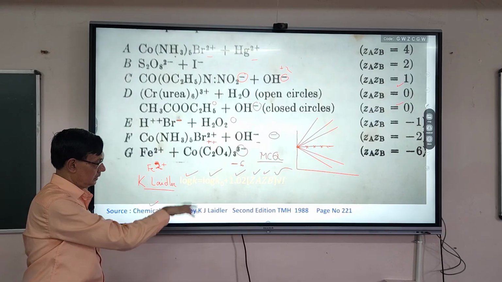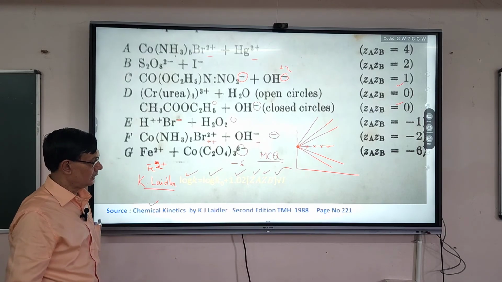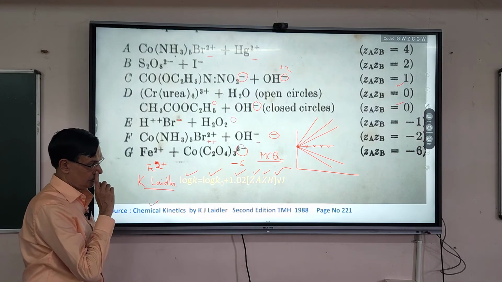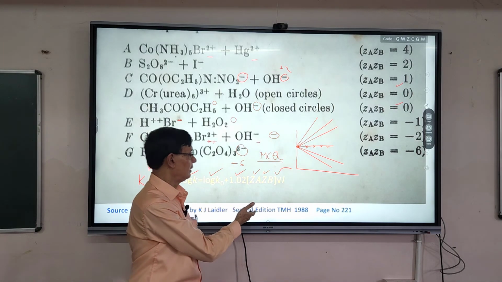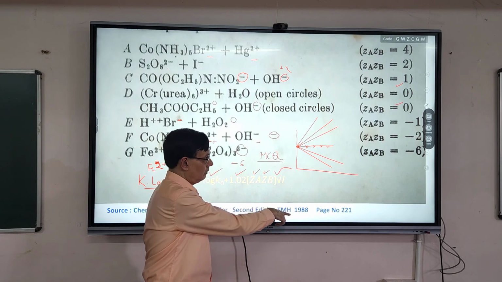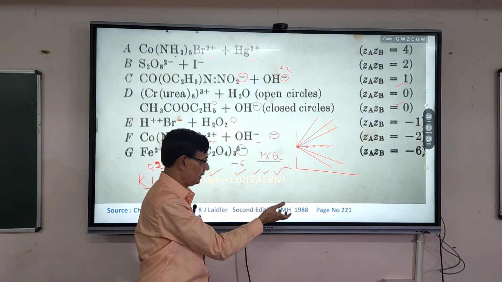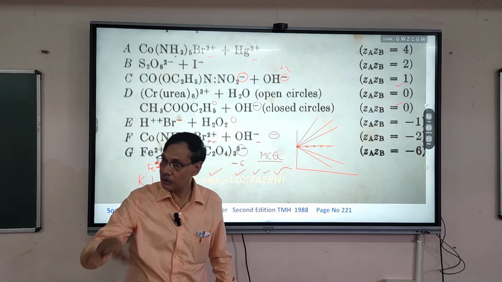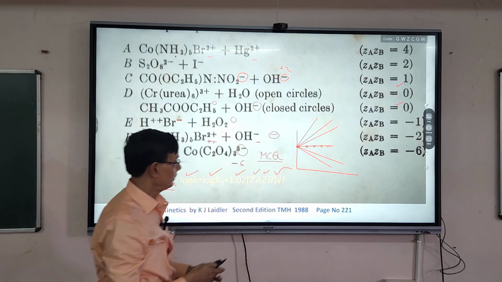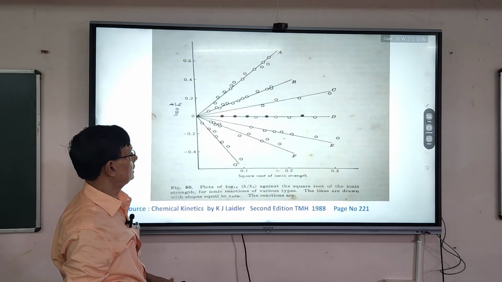All these reactions are available in the book of Laidler. Although I am using a very old edition, because at that time the diagrams were clear, so I have taken it from that book. But even in the new edition, you will have all these examples. So you must write all such types of examples.